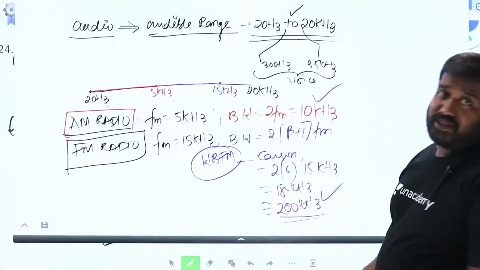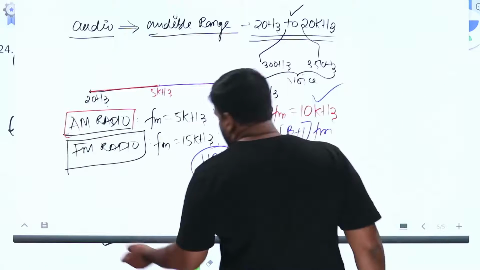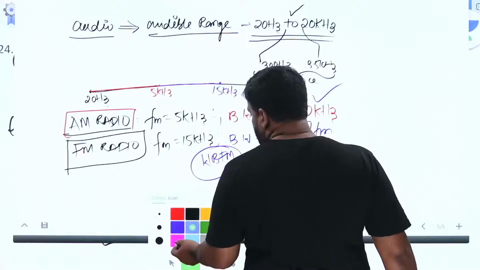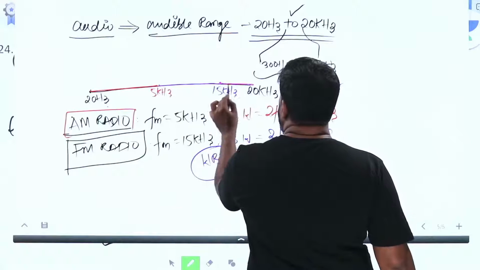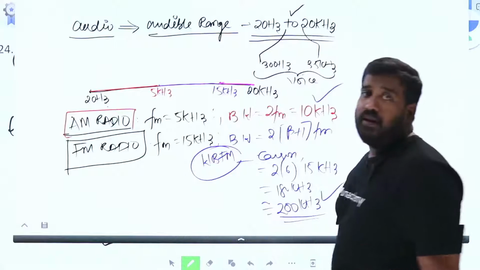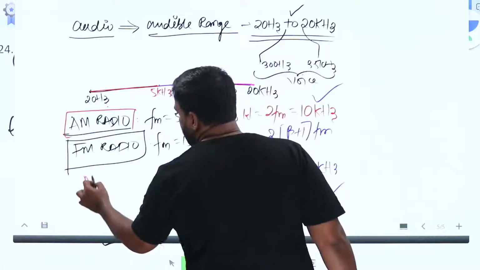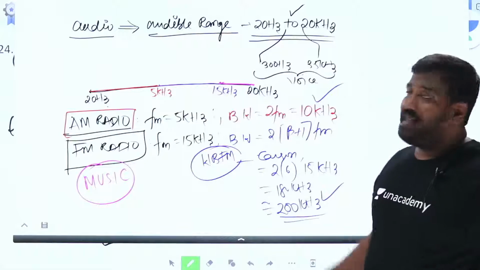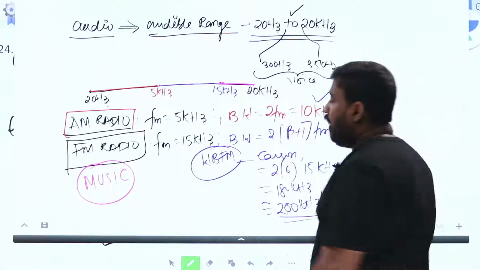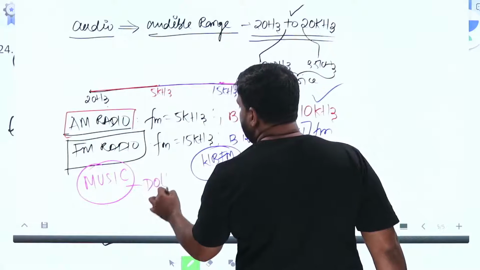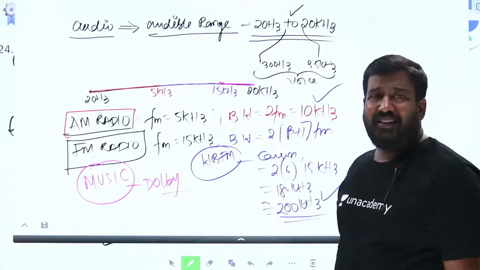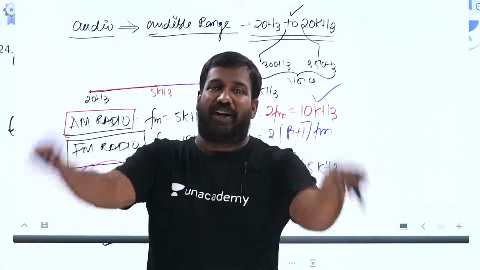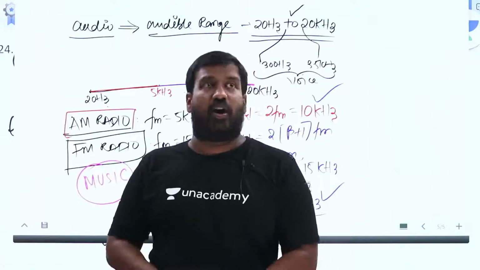Now, systems which utilize the complete range of audio frequency up to 20 kilohertz are music systems. The music systems that utilize the complete band of frequencies are called Dolby digital systems. Have you heard about Dolby? 100%. If you go to a movie theater also, you can see you are surrounded by Dolby digital. Now you can proudly say, I know about Dolby digital.